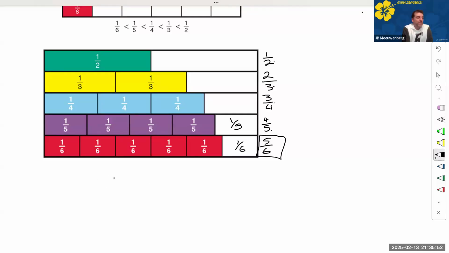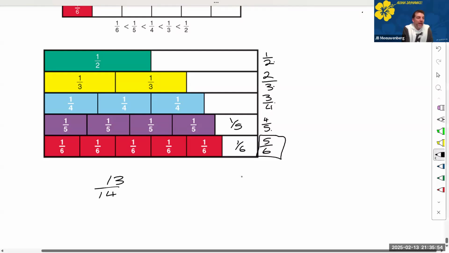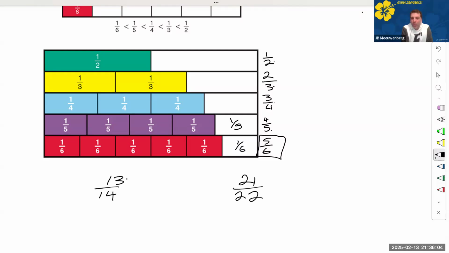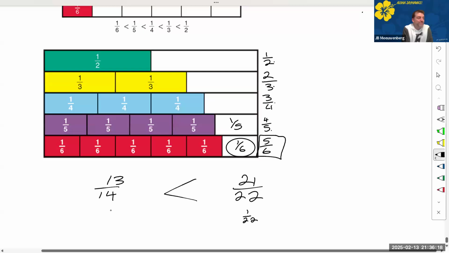If we just say 13/14 and 21/22, which one of those is bigger? The answer will be, as long as the numerator is 1 less than the denominator, it'll always be the bigger one, the one that has the higher denominator. If you think about it in terms of what's missing, this one is missing 1/22. This one is missing 1/14 to complete the whole. There's more missing here than there is here.